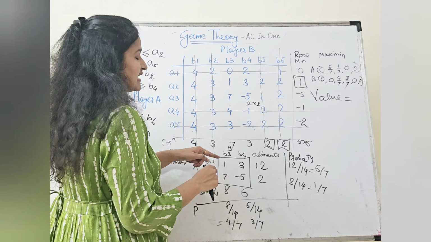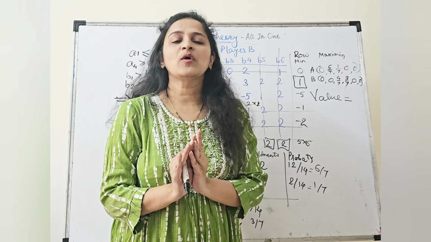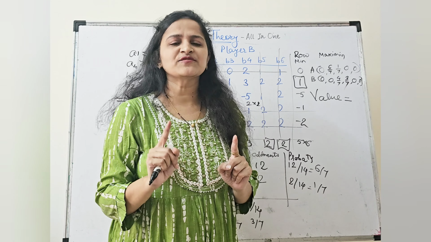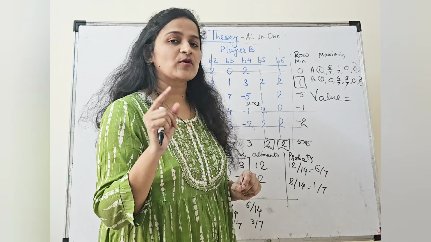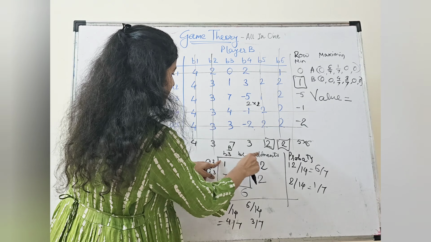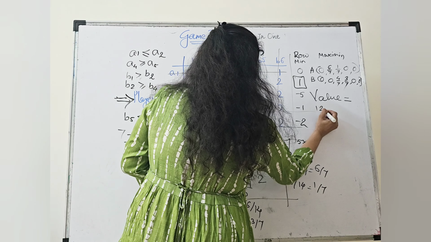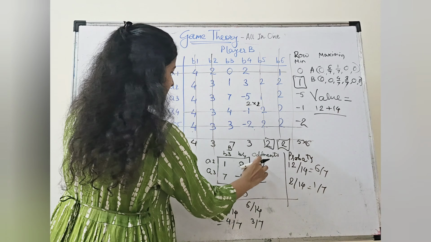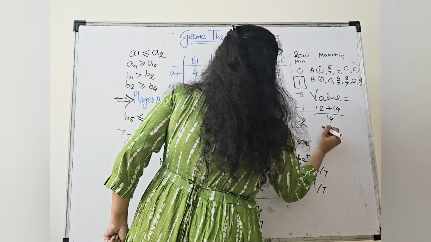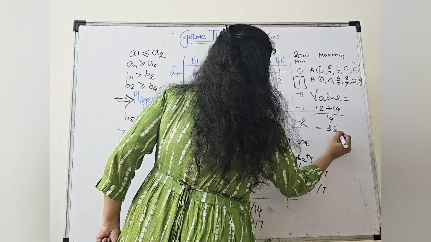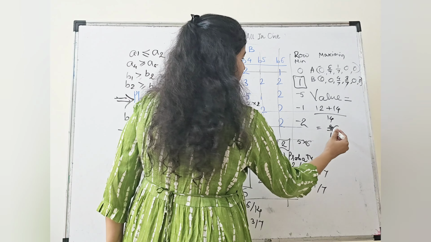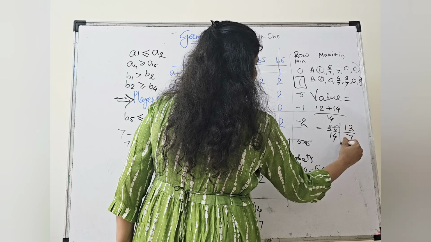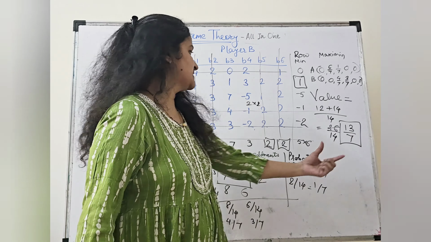Easy? Yes. Again I repeat, there are many formulas in game theory, but I am not going to use any of the formulas, which will ease your calculations from the exam point of view. So this 1 into 12 is 12 plus this 7 into 2 is 14, divided by the total of the oddments, which is 14. So what is that? 26 divided by 14. If you simplify this, how much do you get? 13 divided by 7. So this is the value of the game.